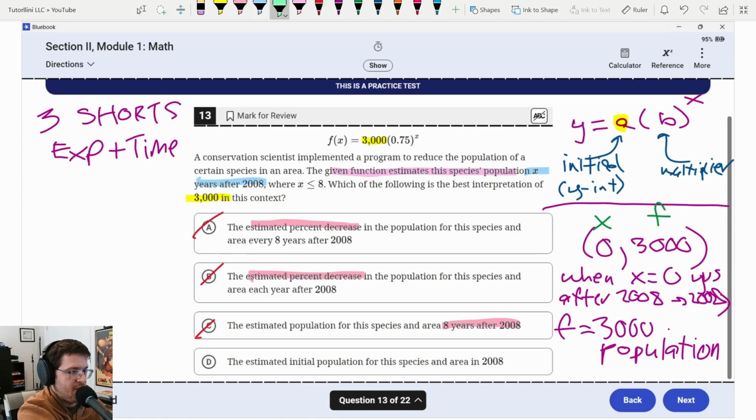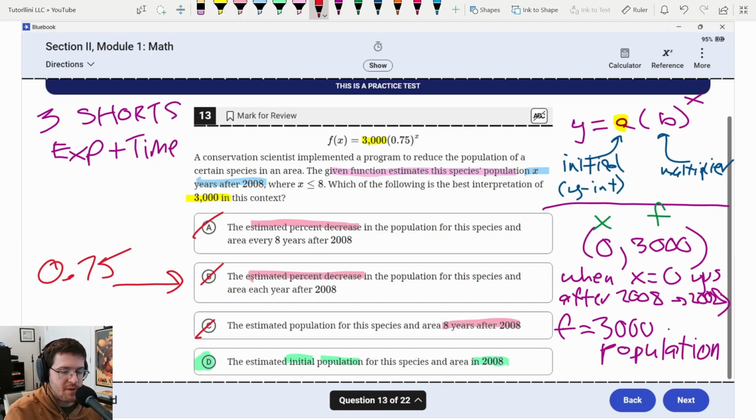Let's see what's right about D. So we see the word initial. Oh, that's the one we talked about, initial value. We see the word population. And we see 2008. Again, 0 years after 2008 just means you're in 2008. Think 2008 plus 0, just 2008. So one of these answer choices is kind of right, but it's talking about something else. It's not perfect, but B is kind of talking about the 0.75.